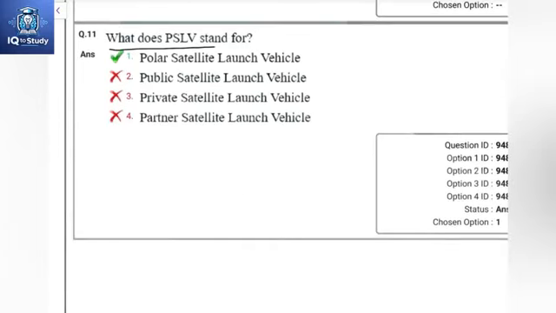What does PSLV stand for? Polar Satellite Launch Vehicle. It is the third generation launch vehicle of India.